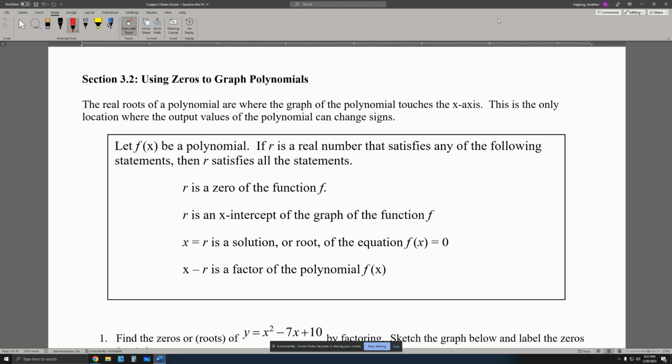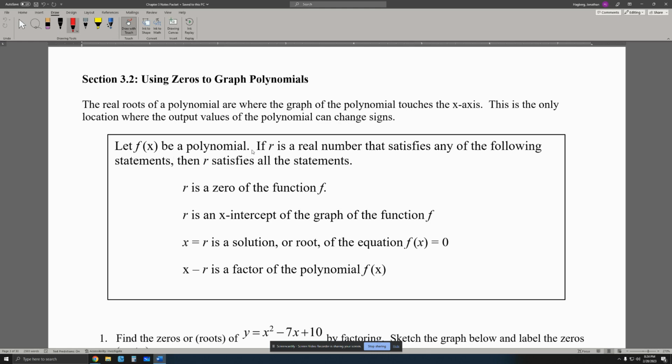We also know that this is the only location where the outputs can change signs. So, of course, it follows that if the x-axis is y equals 0, then as a polynomial function, or really any function for that matter, crosses through the x-axis, then it's changing sign from positive to negative or from negative to positive. So I want to start off with this definition here.